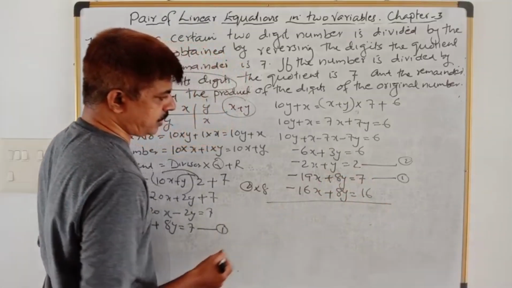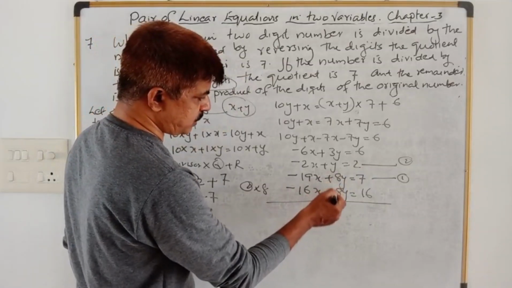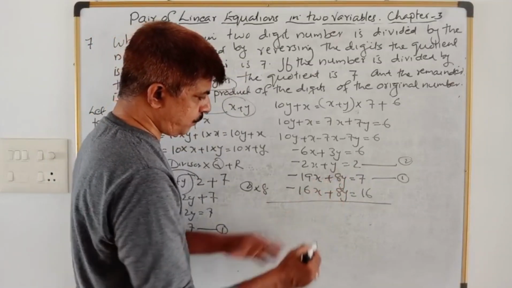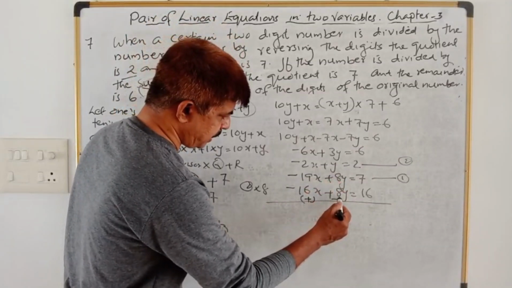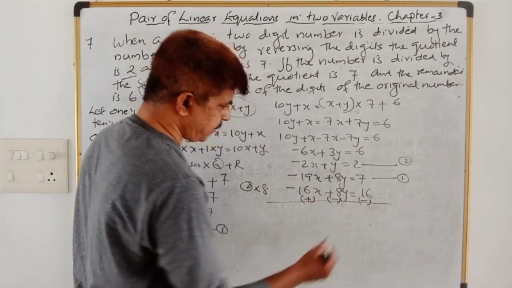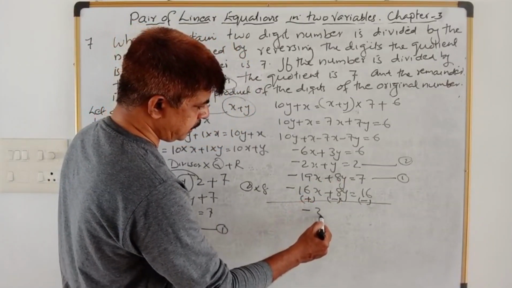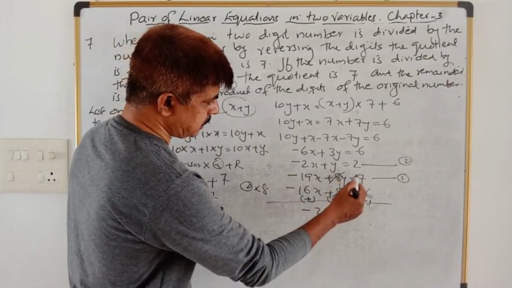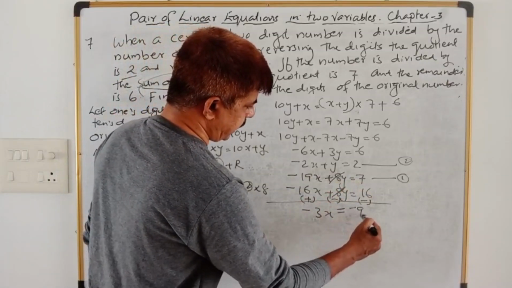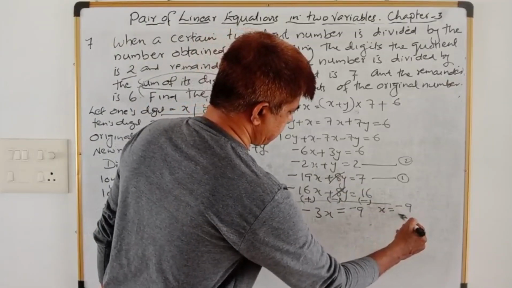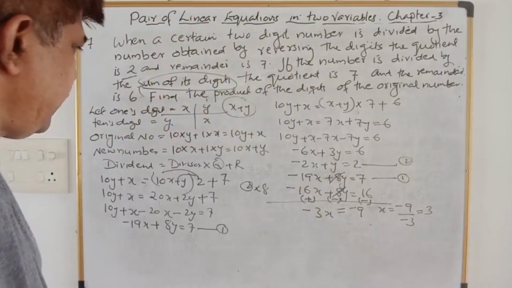So we use these two equations to solve for x and y. As they have the same sign, positive, positive, we cannot eliminate. So we take the additive inverse. Minus 16 becomes plus 16, plus 8 becomes minus 8. So minus 19 and plus 16 is how much? Negative 3x. The y terms cancel. 7 minus 16 is negative 9. So what is our x value? Minus 9 by minus 3, x we got 3.